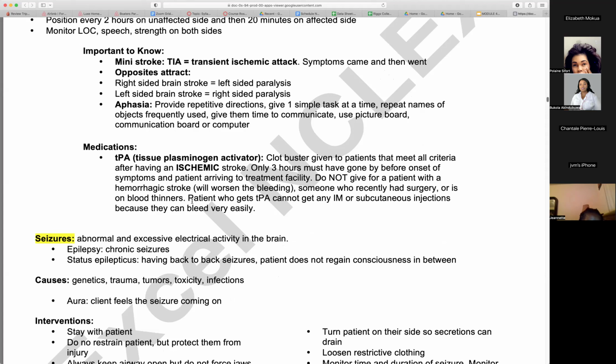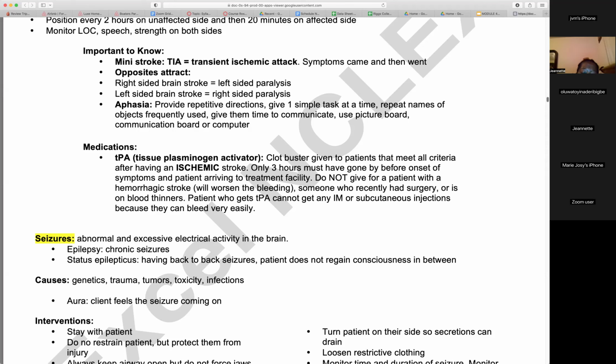So medications to know: TPA. TPA is a super clot buster, and is given to patients that meet all the criteria after having an ischemic stroke. So we just said that TPA is a super clot buster. So can you give it to a patient with hemorrhagic stroke? No. Very good. Tell me why.